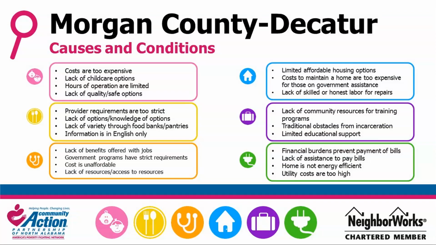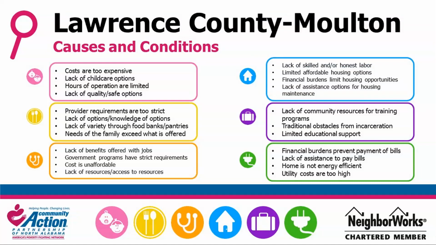So you can begin to see that, like in child care, they said a cause and condition where costs were too expensive, lack of child care options, hours of operation were limited, and in housing that homeowners who were now on disability, that their costs were too high to maintain their homes and do the maintenance were needed now that they were on government assistance, or they had limited affordable housing options, or they lacked skilled, honest labor for repairs.